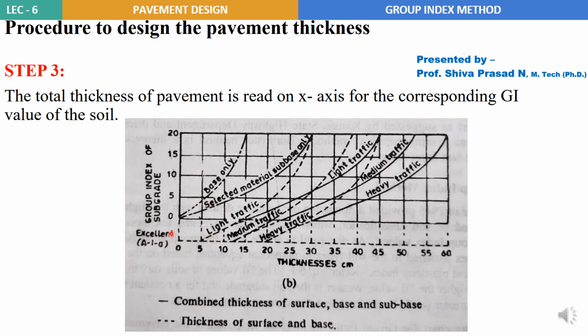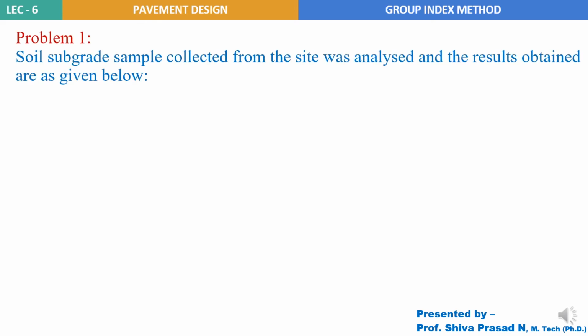So knowing the value of the group index in step 1, we have obtained the value of the group index of the soil, and based on the traffic type, we can just read the thickness of the pavement on the x-axis. So this looks a bit convenient compared to the previous slide that we had seen just now. To understand the entire design procedure further, let's take up a numerical example.